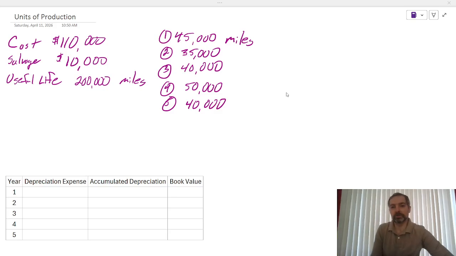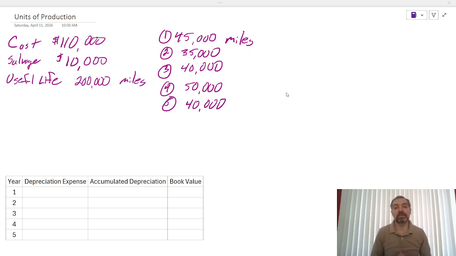With straight line depreciation, we express the useful life as a period of time, like years or months. Sometimes it makes sense to express the useful life in something other than time. For example, let's say we have a vehicle, and you can say this vehicle will last me 5 years, or you can say it will last me 150,000 miles, which is typically how we express the life of a vehicle.